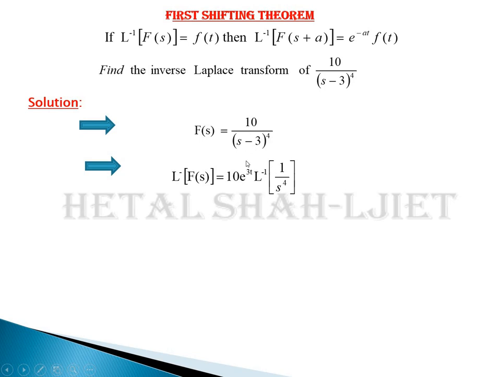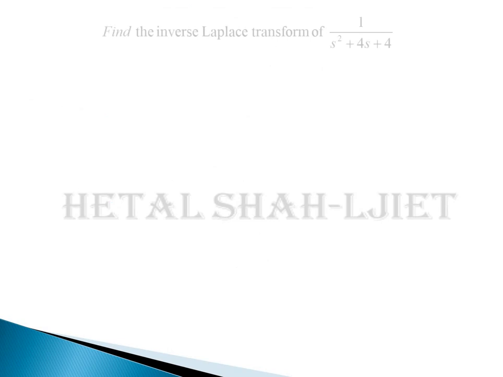Now just put Laplace inverse of 1 upon s raised to 4. You have to apply the formula of 1 upon s raised to n, that is t raised to n minus 1 upon n minus 1 factorial. Here n minus 1 factorial is 3 factorial, and t raised to n minus 1, your n is 4, so 4 minus 1 is 3. By simplifying, we get the final answer 5 by 3 e raised to 3t into t cube.